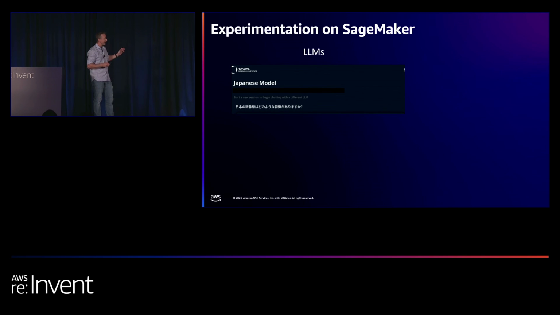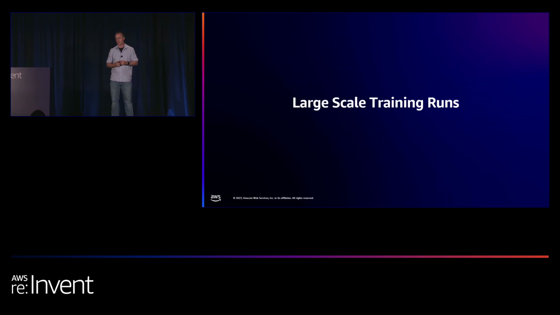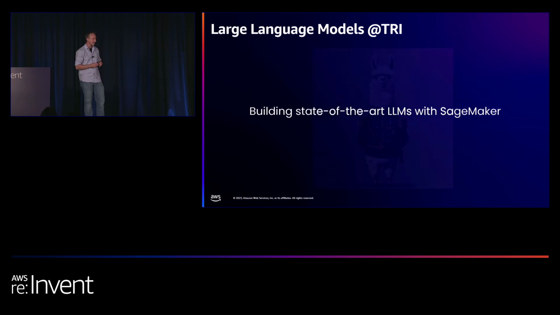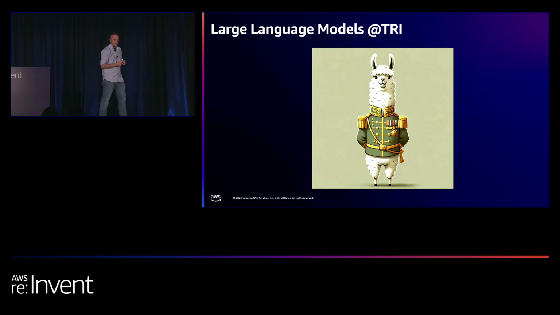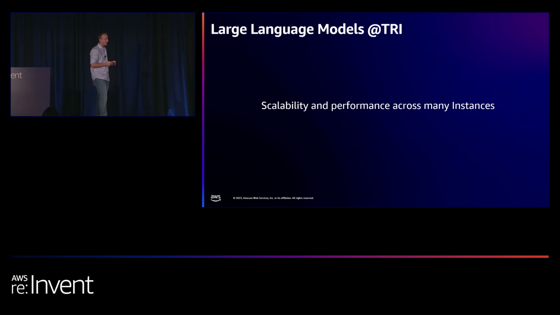And so, just to reiterate, the group is running jobs from one instance to 8 instances, and these are a few of the applications. But going beyond this, we're also able to scale our training runs to much larger scale. And just to highlight one of the ways in which we're doing that at TRI, we're building state-of-the-art models. The question is, can you build state-of-the-art LLMs with SageMaker? And we at TRI have been doing this. We've been reproducing some of the Llama 2 models initially to validate all of our systems. And for this, we need scalability and performance across all of these instances. And what SageMaker has really provided for us is that scalability.